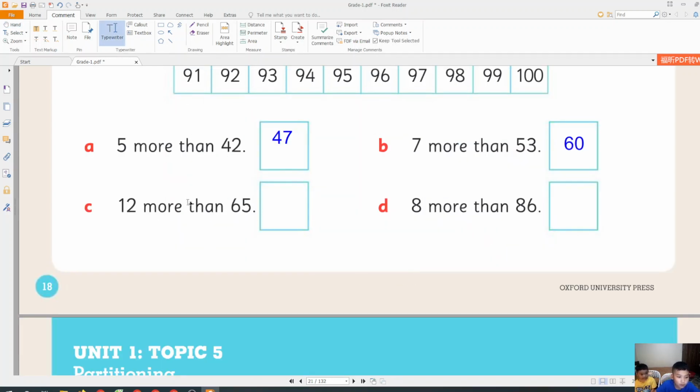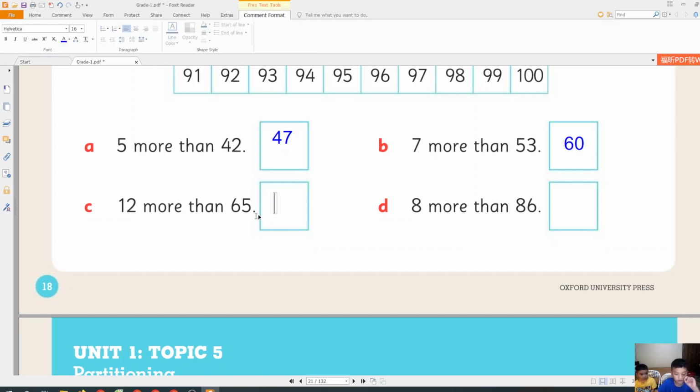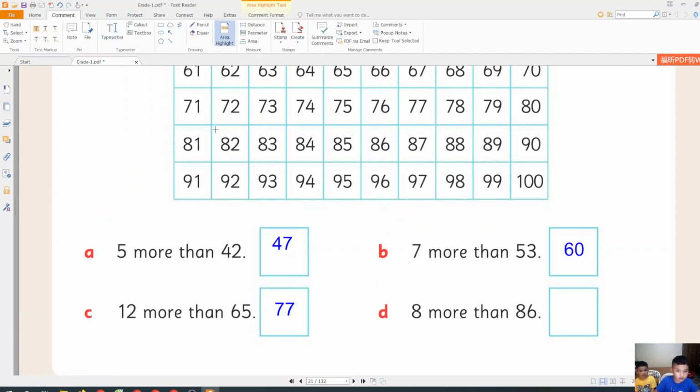Next number. What number is 12 more than 65? Very, very big. 12 plus 65 equals. 2 plus 5 equals 7, and 1 plus 6 equals 7, so 77. And our answer is 77. Oh, I saw 77. It's here, between 78 and 76.